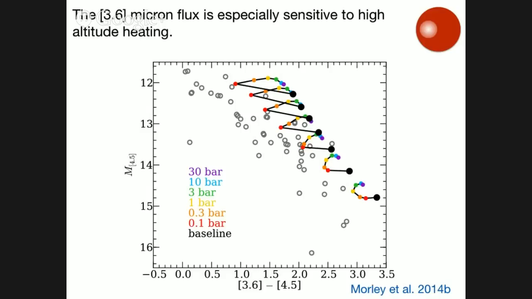What's really dramatic, though, is the difference between the patchy clouds and the hot spots if you look in the mid-infrared. You can see here that with this sort of substantial heating at 0.1 bar, you change your 3.6 micron flux a really significant amount. So if we're seeing variability at 3.6 microns for these T-dwarfs, I think it's really likely that it's due to temperature perturbations high up in our atmosphere rather than patchy cloud cover in our atmosphere.